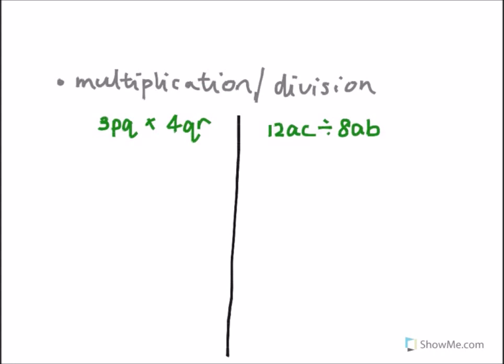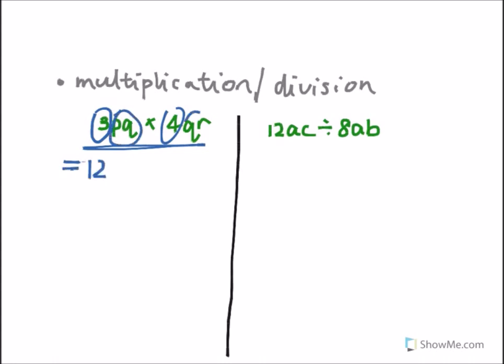However, the method of simplification is quite different when it comes to multiplication or division. Let's look at multiplication first, this one. So it's 3pq multiplied by 4qr. First of all, we multiply the numbers first. So it's 3 multiplied by 4, which is 12.